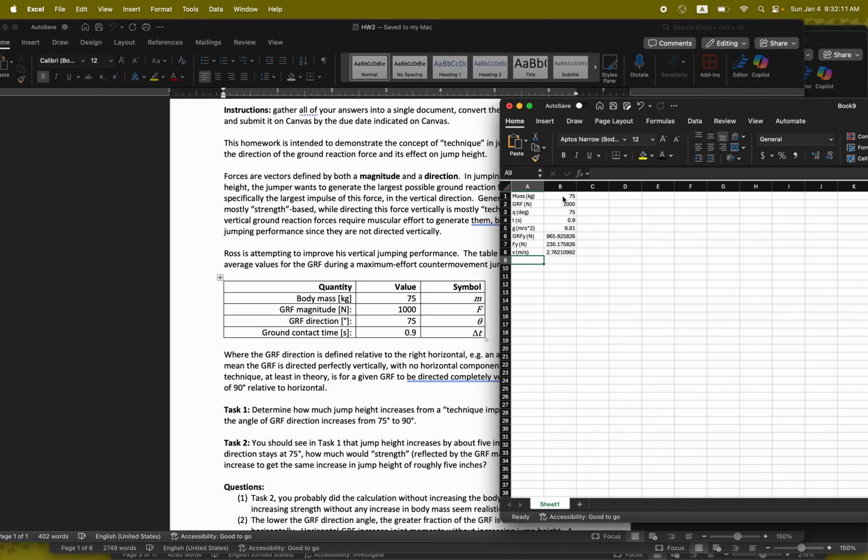And then if I use my equations of projectile motion, my height that I jump to in meters, that calculation was velocity squared divided by 2 times gravity.